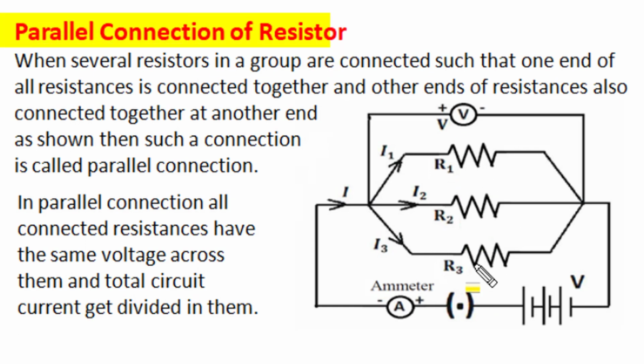When several resistances in a group are connected in such a way that one end of all resistors is connected together and the second end of all these resistances is also connected together at a second position, then this connection of several resistors is called a parallel connection. And in parallel connection, all these resistances have the same applied voltage. In parallel, voltage remains the same and the total circuit current gets divided among the parallel connected branches.